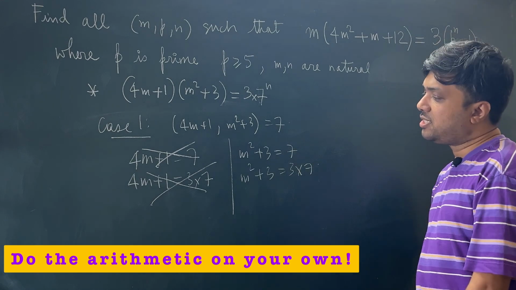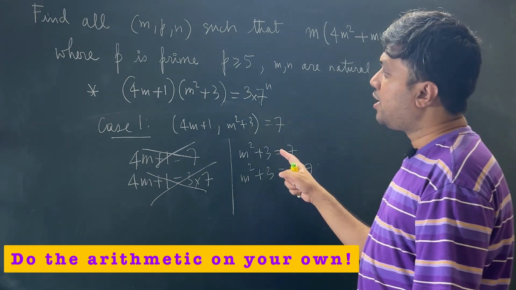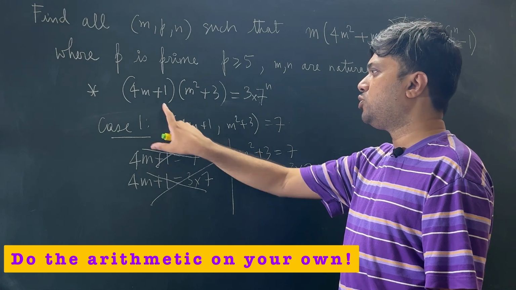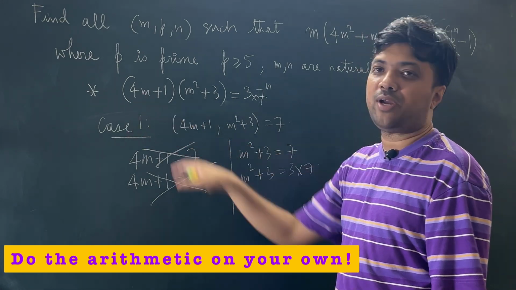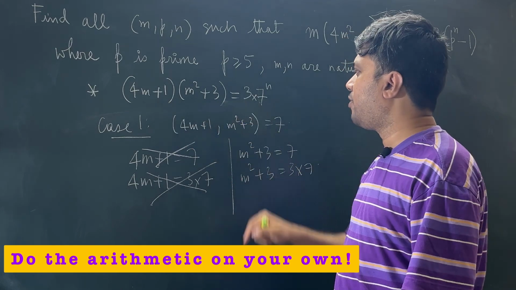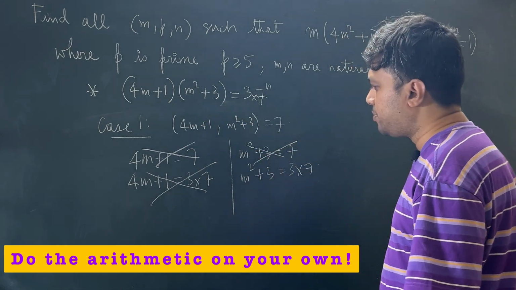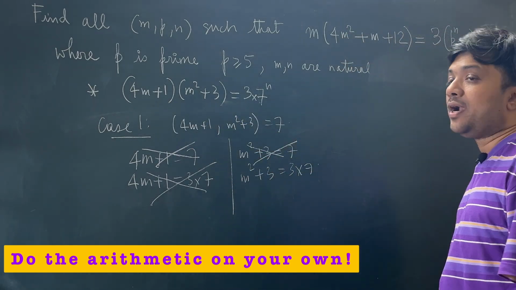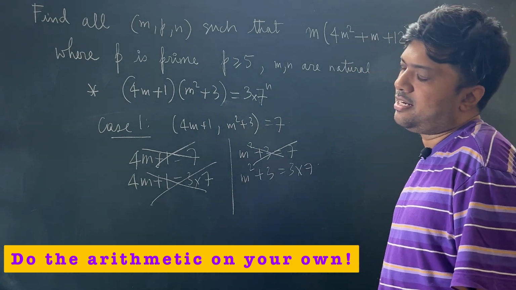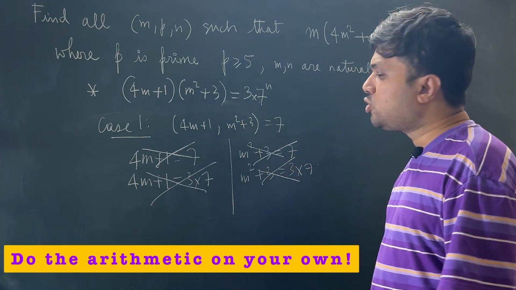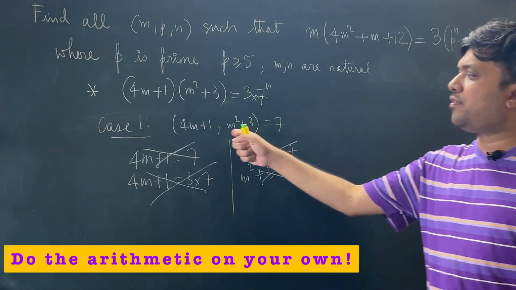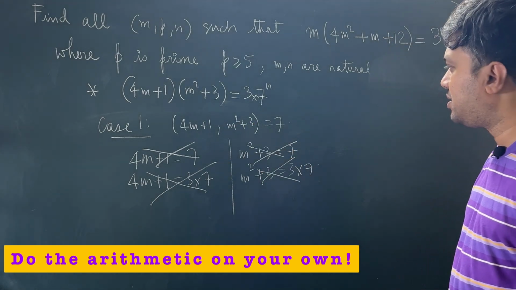Now look at m squared plus 3 is 7. You'll see m squared is 4, so m is 2. But if m is 2, when you plug in 2 here, you get 4 times 2, 8 plus 1, 9, and 9 has 2 factors of 3, but there's only one factor on the right, so that's not possible. Finally, m squared plus 3 is 21 means m squared is 18, but 18 is not a perfect square. So there are no solutions in the case when the GCD of 4m plus 1 and m squared plus 3 is 7.